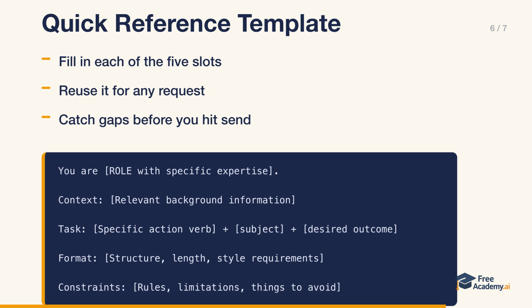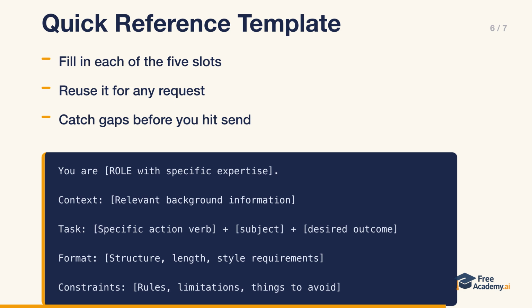Here's a simple template you can keep on hand and fill in for almost any request. Start with "you are" plus a role with specific expertise. Add a context line with the relevant background. Then a task line, a specific action verb, the subject, and the outcome you want. Next, a format line describing the structure, length, and style. And finally, a constraints line listing your rules and anything to avoid.